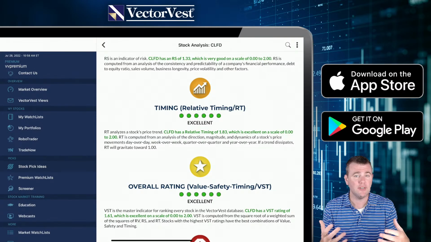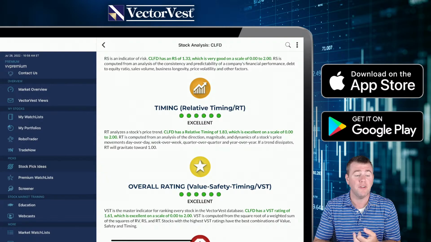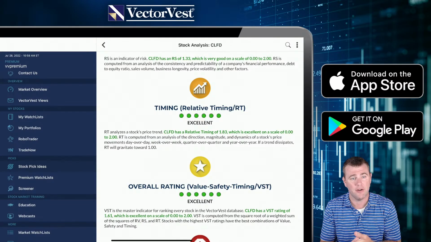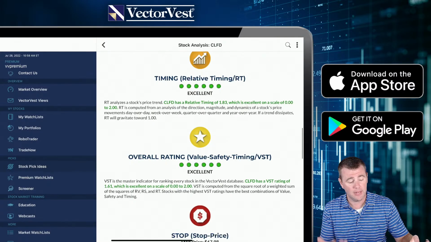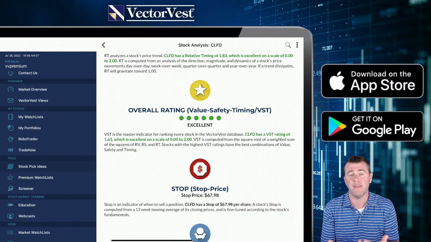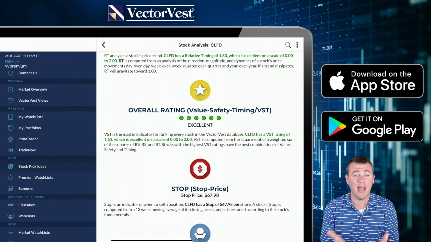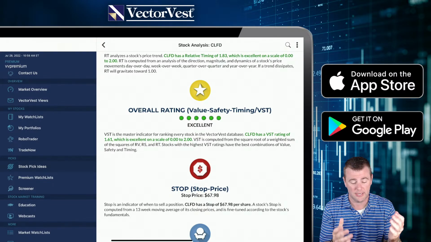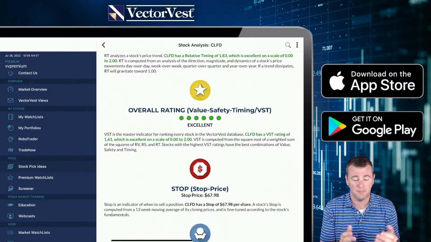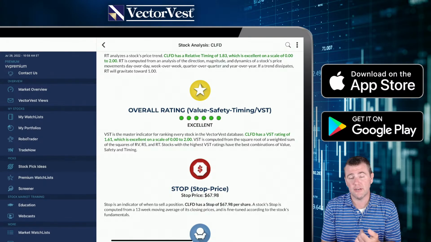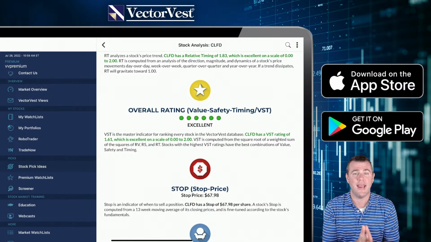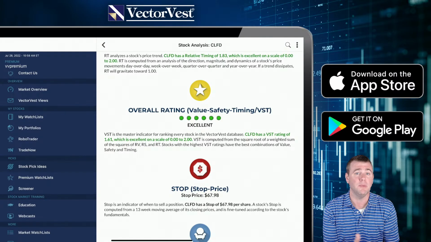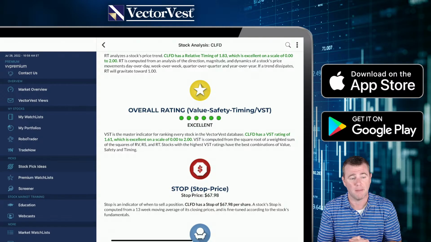And then VectorVest takes all three of these indicators, so 2 fundamental indicators and 1 technical indicator, and combines it all into one easy to understand indicator, and that is the VST, or value, safety, and timing. Something you're not going to find anywhere else. I've used tons of different other services. I've looked at tons of different newsletters, everything out there. Nothing takes the power of both technicals and fundamentals and combines them in such a simple way like the VectorVest Stock Advisory app does.